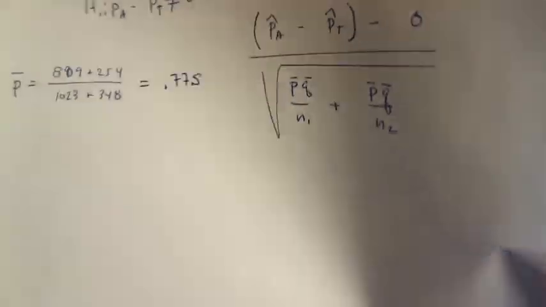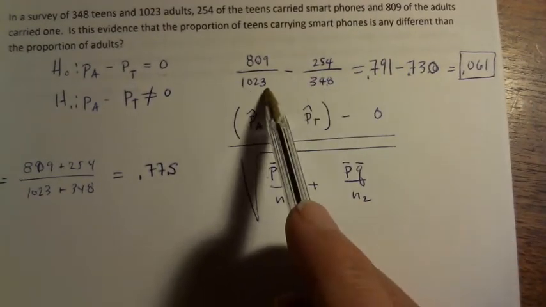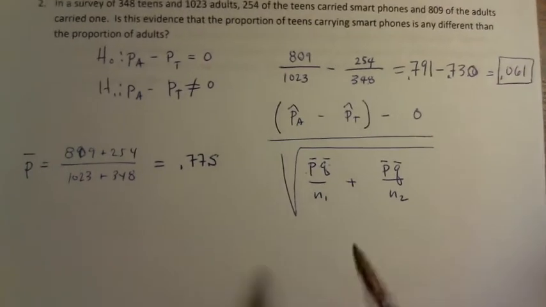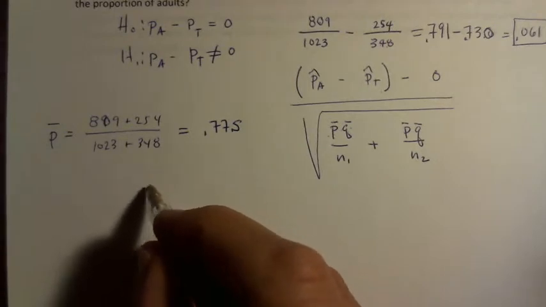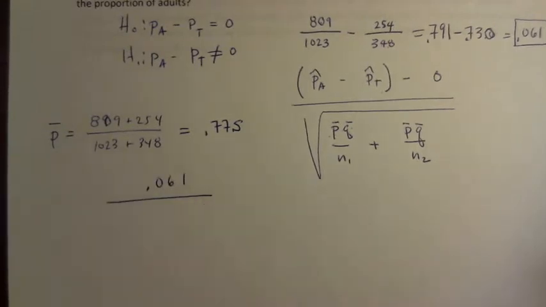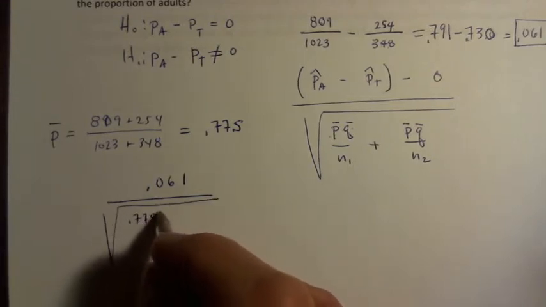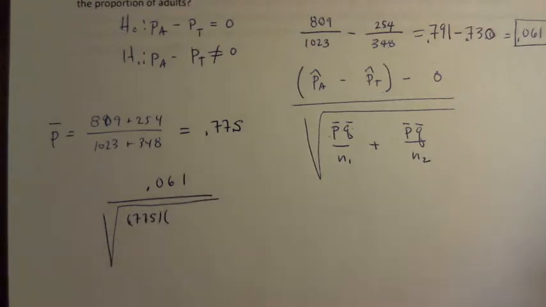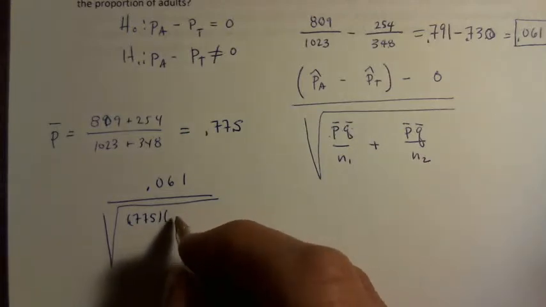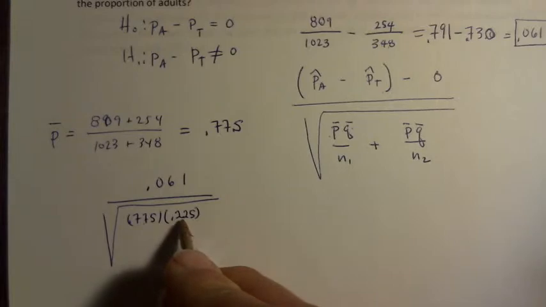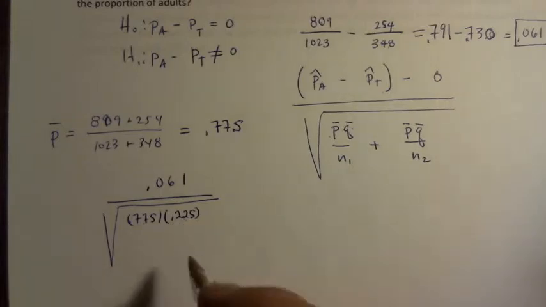So to find our z-score, we will take this total, this total, this total, subtract 0, and put it over our standard deviation. So 0.061 divided by the square root of 0.775 multiplied by the q bar, and if the p bar is 0.775, the q bar is going to have to be 0.225, my bad, because this plus this has to add up to 100%.